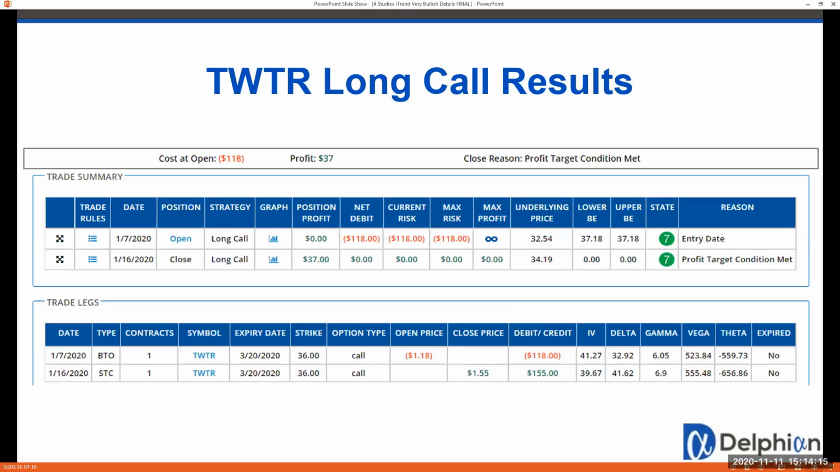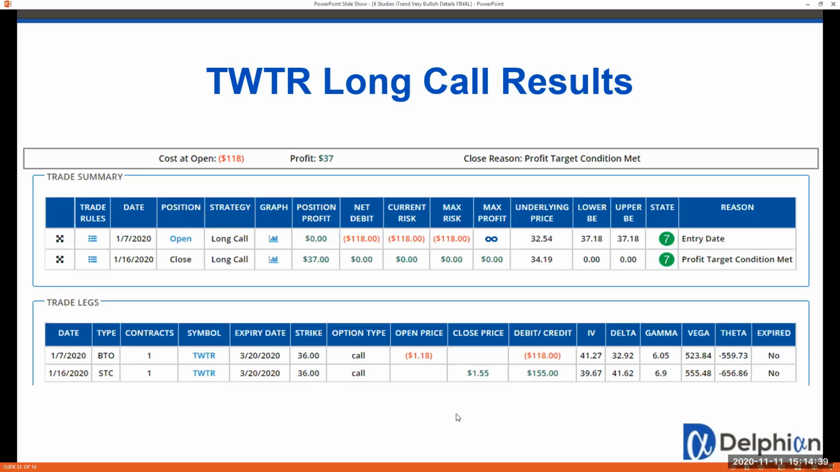Here's your trade results, Twitter long call results. So on 1/7, you can see we entered in the trade. The stock was at 32.54. We bought the March 20 $36 call at $1.18. We had the sell order to get out at a 25% profit. On 1/16, it sold the long call when Twitter went up to 34.19, and you can see we sold it at $1.55.